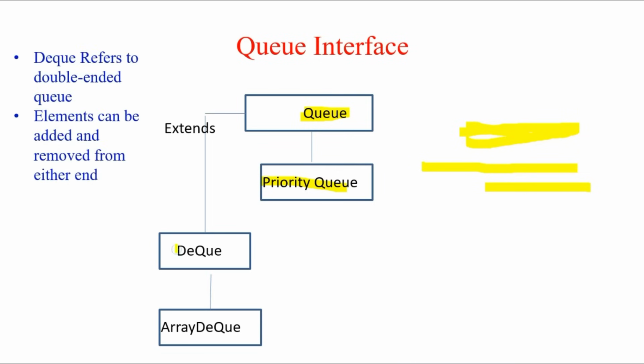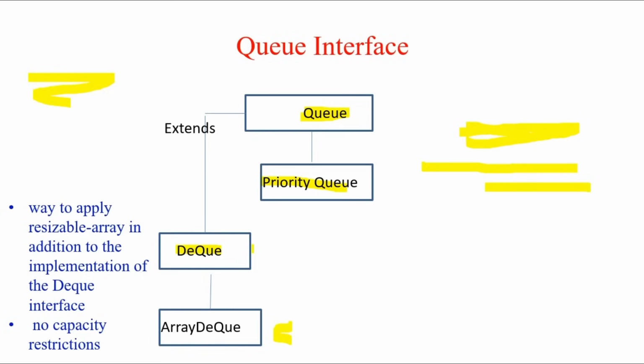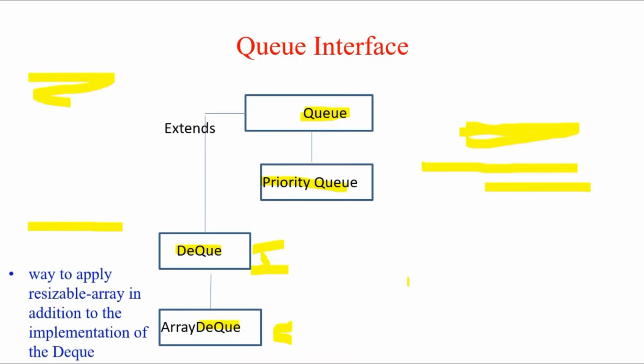The another interface which extends this queue interface is Deque. It's nothing but a doubly ended queue. That means elements can be added and removed from either end, either from the rear or from the front. Now this was about the interface, but what about the class which is implementing this interface? It is ArrayDeque. This is nothing but a resizable array in addition to the implementation of the Deque interface. So not only is it a doubly ended queue, but it is a resizable array implementation, and hence it has no capacity restriction. You can add as many elements as you want to add in this particular ArrayDeque. So that was all about the queue interface.